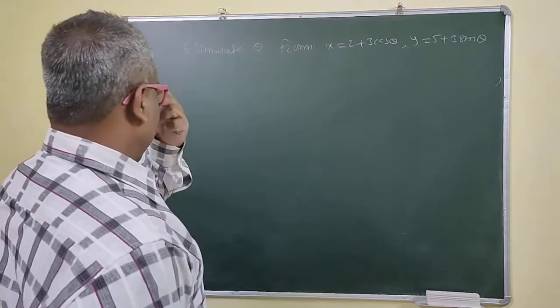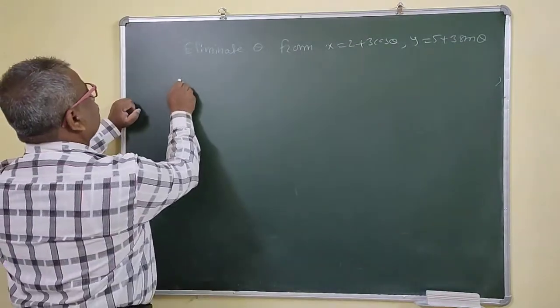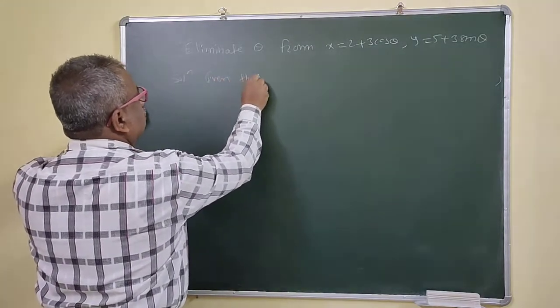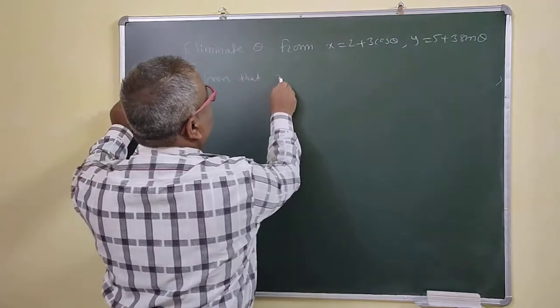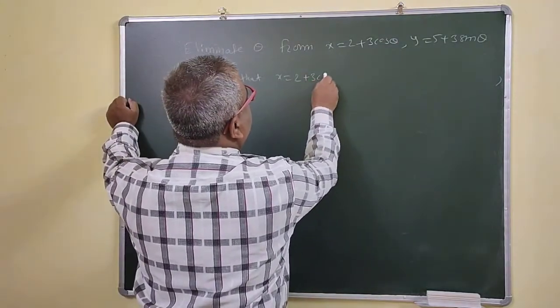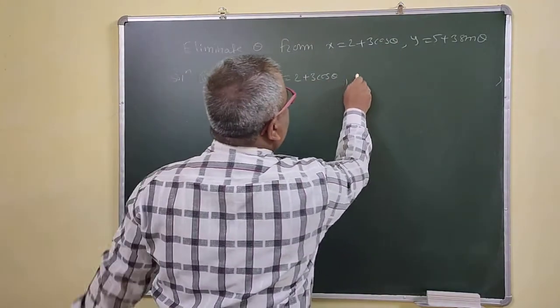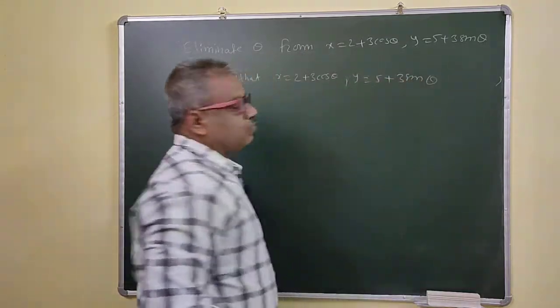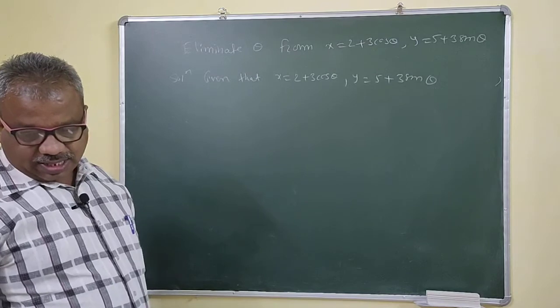Okay, solution. Given that x is equal to 2 plus 3 cos theta, y is equal to 5 plus 3 sin theta. So we will obtain the value of cos theta and sin theta.